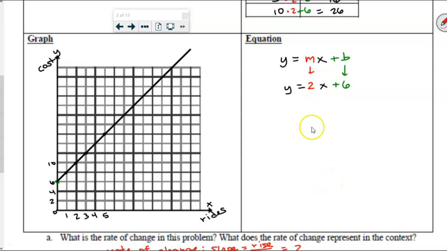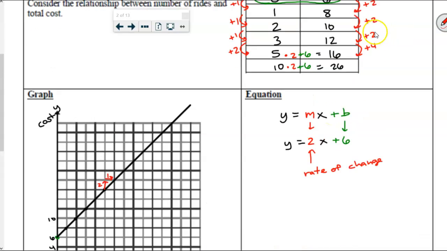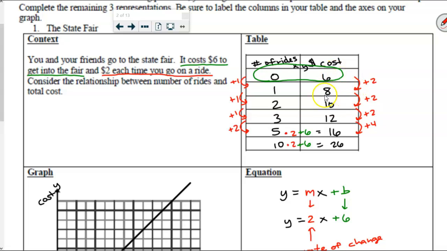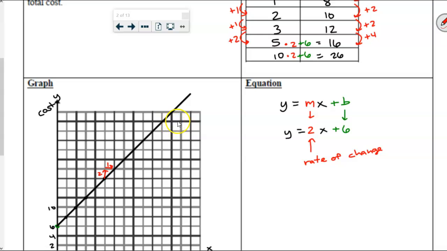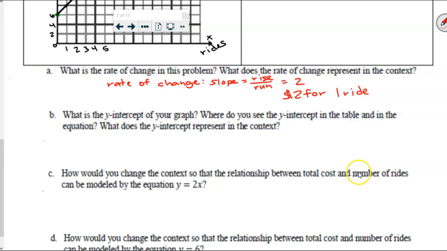So no matter what representation you have, whether you have a graph looking at the slope up to and over 1, whether you have only the equation, it's what's multiplied by the x, or a table seeing how the y values change compared to how the x values change, or even just a story, it's changing $2 each time we go on a ride, you can find the rate of change. Now, it does not have a constant proportionality, no, but it does have a consistent rate of change. Every time we go on a ride, it's an extra $2.